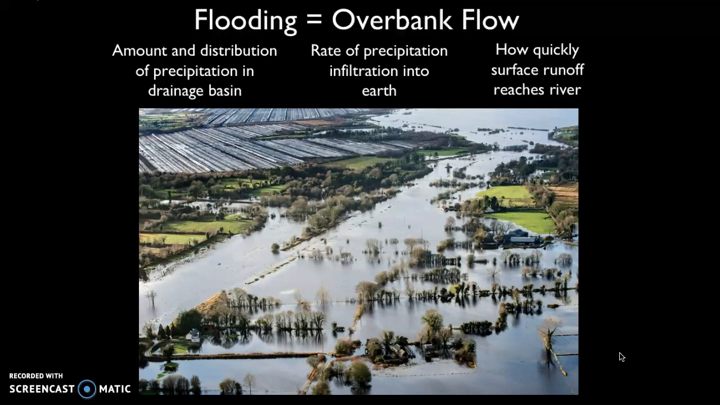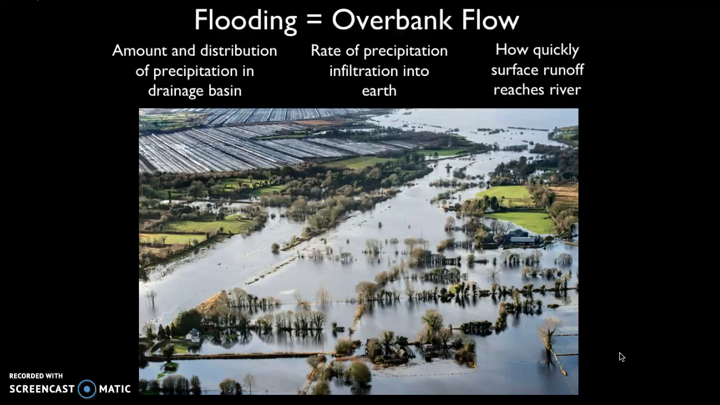Another and last function that flooding has is how quickly that surface runoff reaches the river. That is mainly dependent on vegetation and on gradient. If the gradient is very high, very steep, then it is very likely that the runoff is going to reach the river quickly. If the gradient is very low, it's very likely that it will reach it slowly.